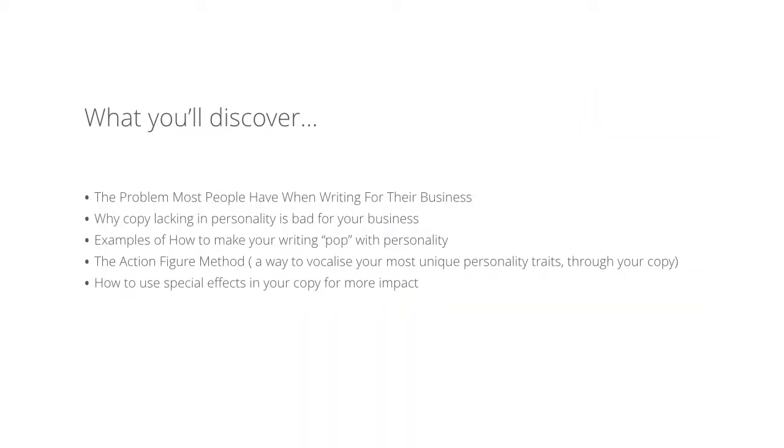So what you'll discover in this module: the problem most people have when writing for their business, why copy lacking in personality is bad for business, examples of how to make your writing pop with personality, the action figure method, which is a way to vocalize your most unique personality traits through your copy. And finally, how to use special effects in your copy for more impact.